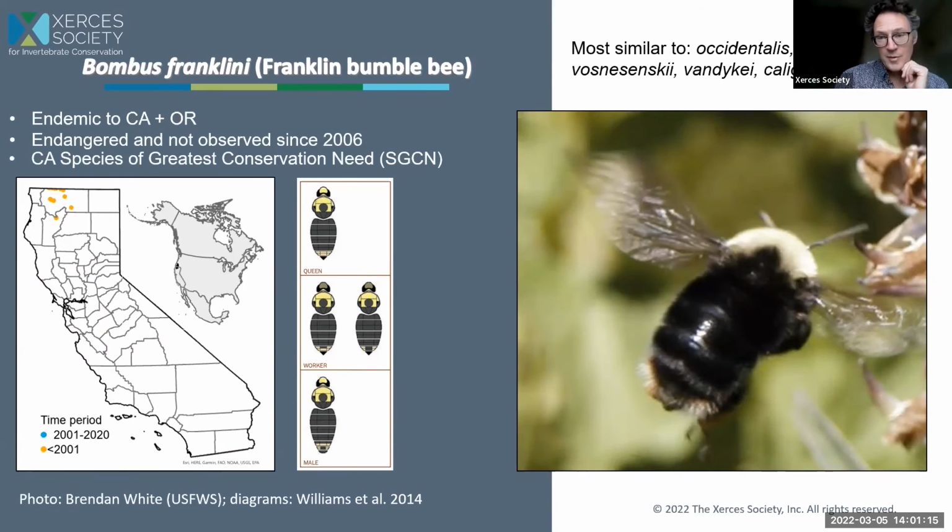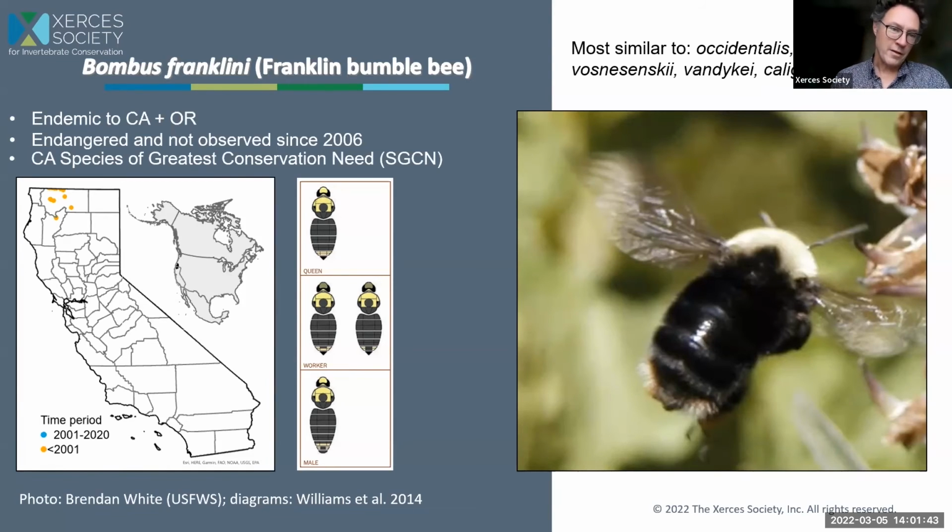This is Franklin's bumblebee, and we've mentioned it a couple times because this is the one that's on the endangered species list at the federal level as endangered. It is endemic to California and Oregon. It has the smallest home range of any bumblebee that we know of on Earth, with perhaps one exception. You can see from the North America map there, all the points are just clustered around the California-Oregon border. And that is everything we know about this bee.